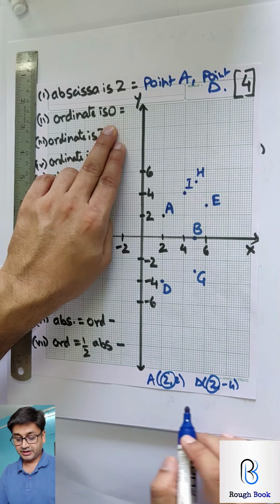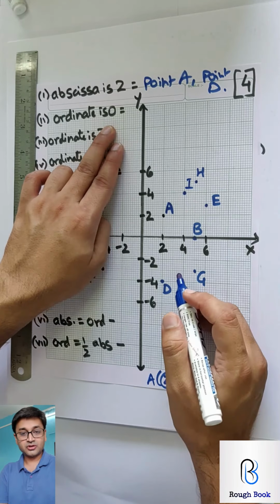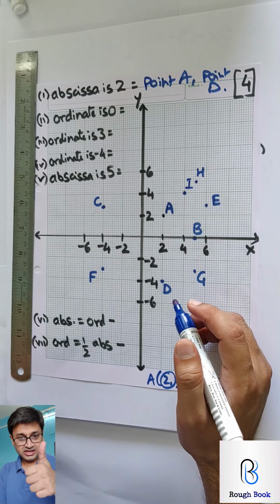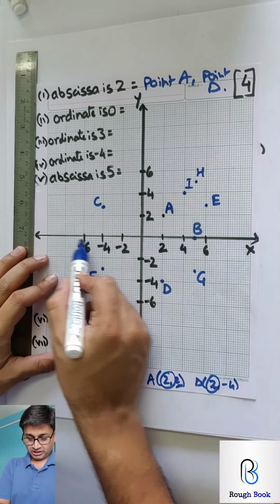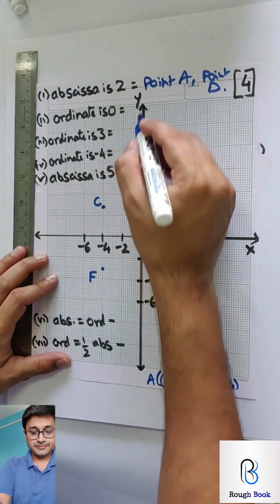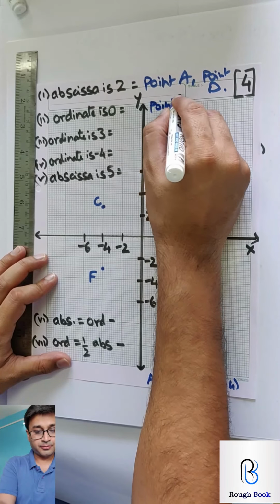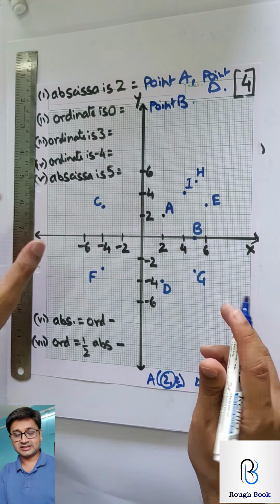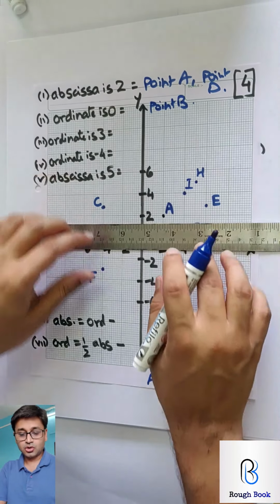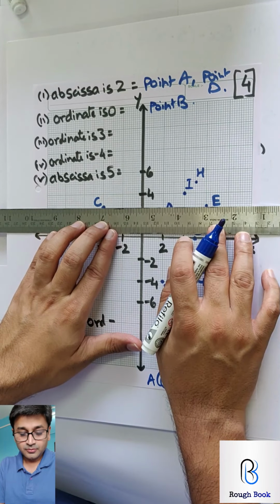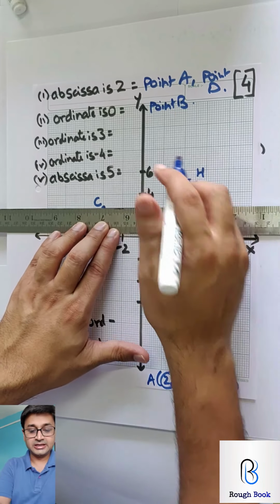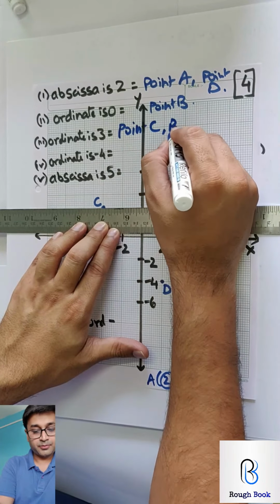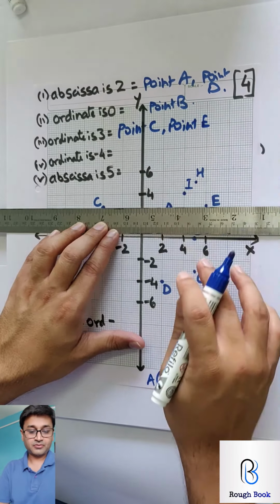Ordinate is 0. Ordinate means y should be 0. So if y is 0, what did I tell you? If y is 0, the point will lie on the x axis. So which are the points on the x axis? Only B. So write over here point B. Ordinate is 3. Ordinate means not the x axis, but the y axis. So go to y at 3. Put your scale. I can see C and E. So write over there point C and point E.